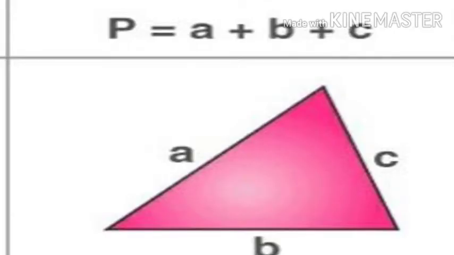To find the perimeter of a triangle, we have to add the total boundary of the triangle. That is side 1, side 2 and side 3: A plus B plus C. To find the perimeter of a triangle, we have to add the 3 sides of the triangle. If the 3 sides of the triangle are taken as A, B and C, we have to add the A, B and C values. Perimeter of a triangle is equal to A plus B plus C.